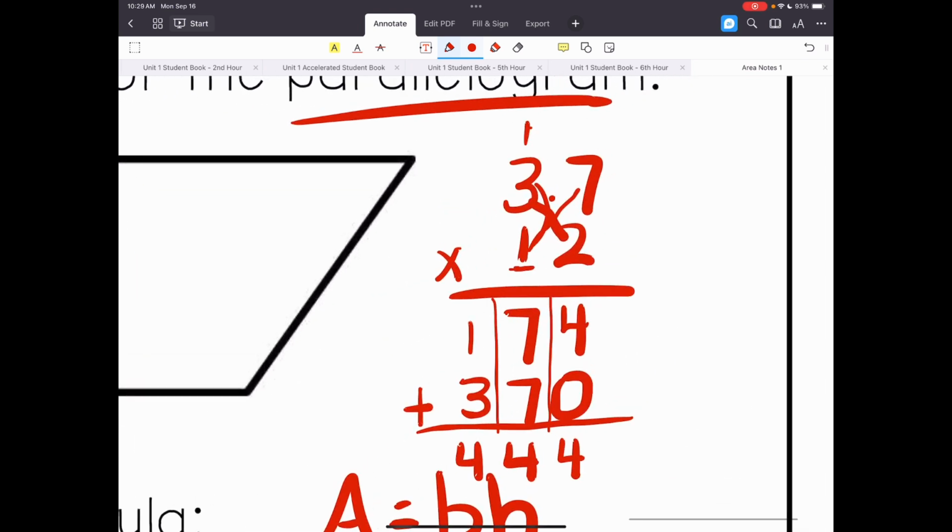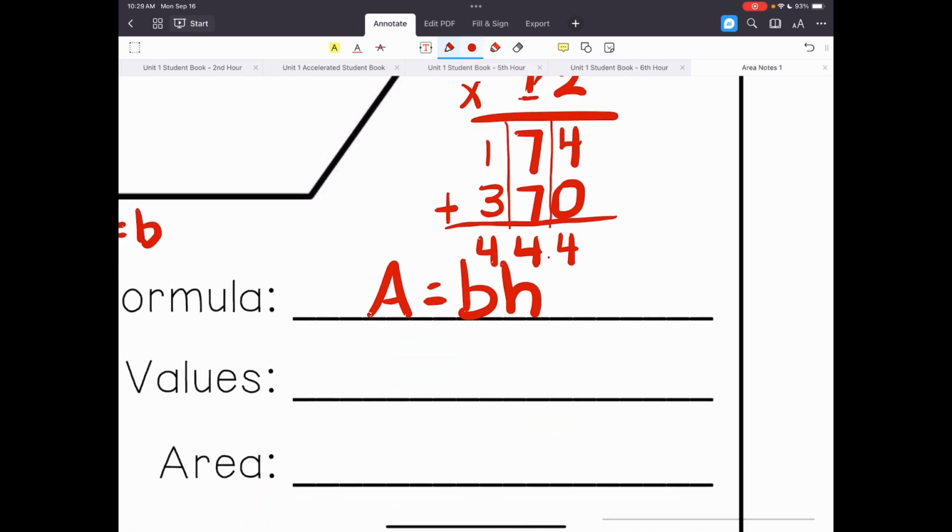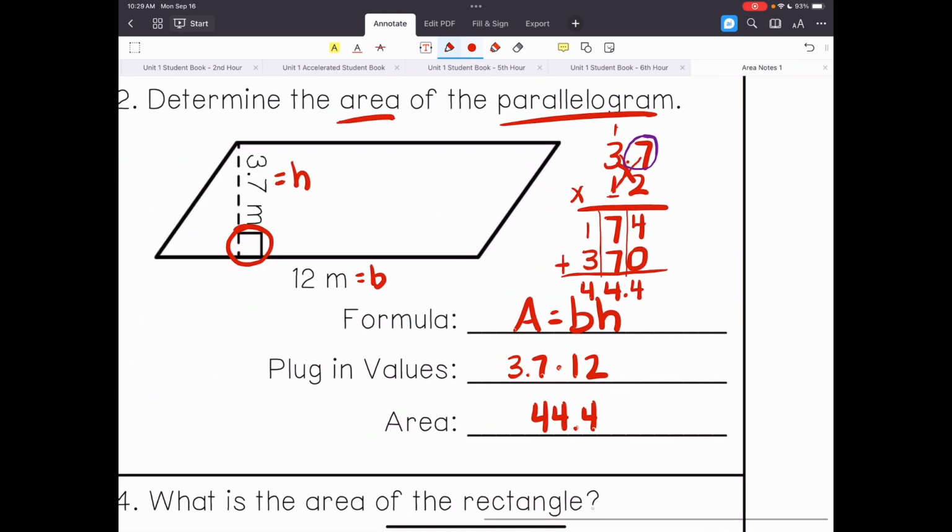But my original problem had a decimal in it. So again, we count how many digits are after the decimal. There's 1. So we're going to go ahead and put 1 digit after the decimal. So 44 and 4/10 is what we end up getting. So my plug-in values were 3.7 times 12, and my final answer was 44.4, 44 and 4/10. And I've got to zoom out so I can see meters was my label. So meters squared.